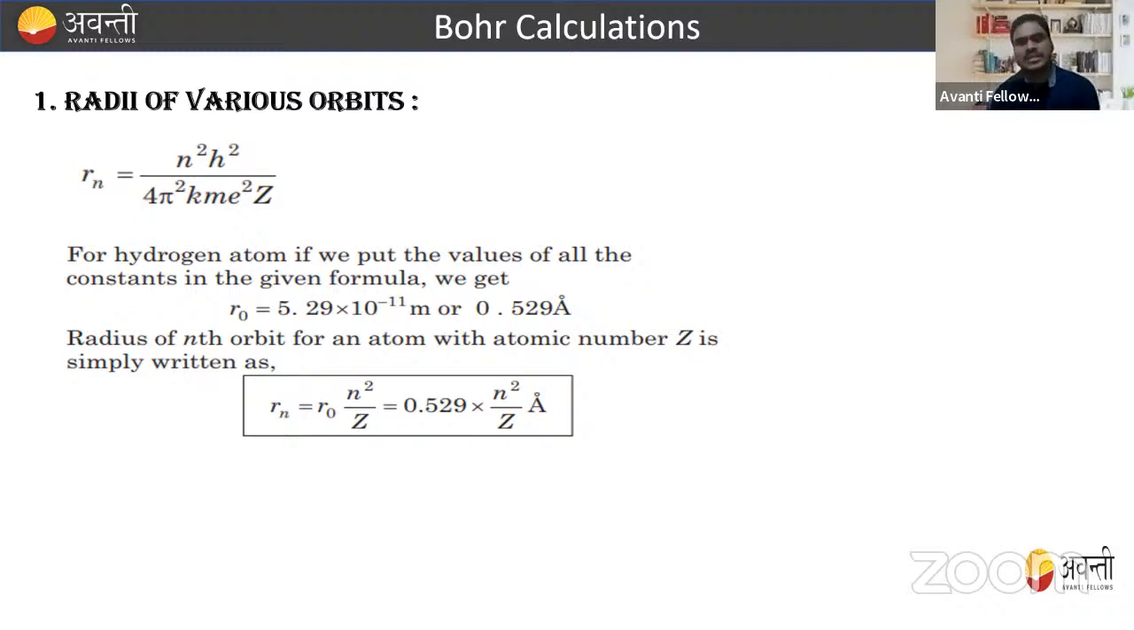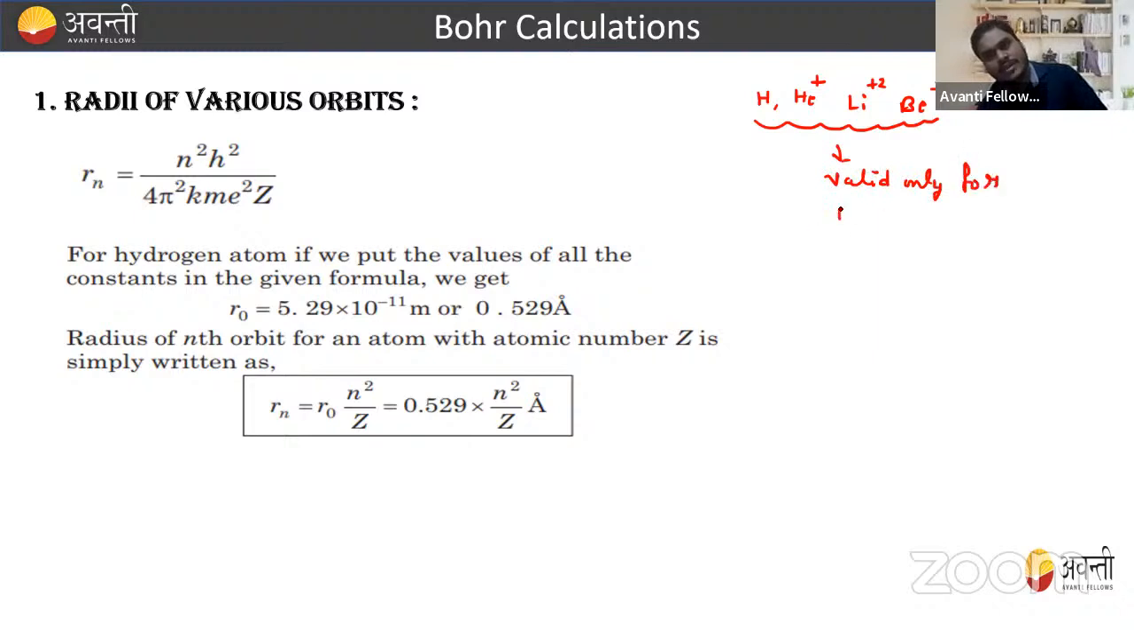So first of all, this Bohr model of atom is valid only for a one electron system, like hydrogen having only one electron, like helium plus, like lithium plus 2, like beryllium plus 3. So this Bohr model of atom is valid only for a one electron system, right? So just remember this thing, beta. This Bohr model of atom is valid only for the one electron system.